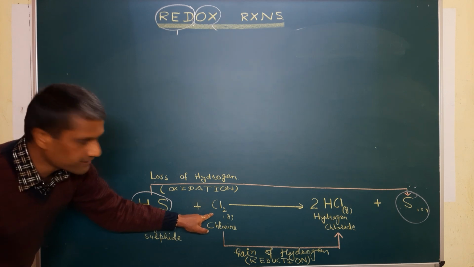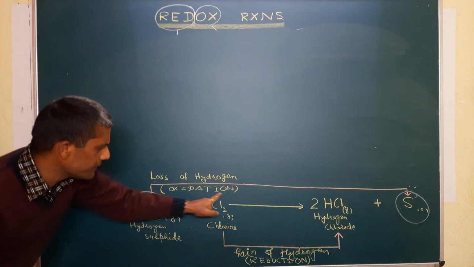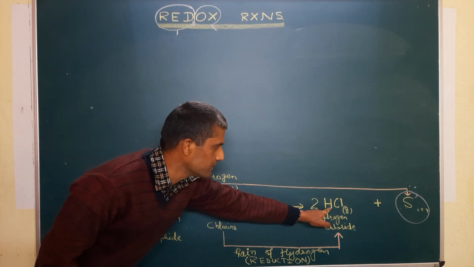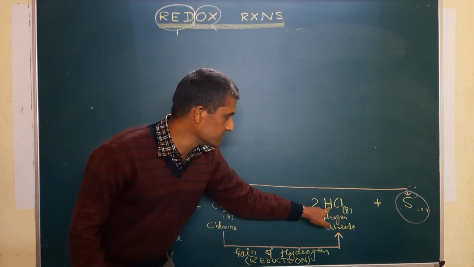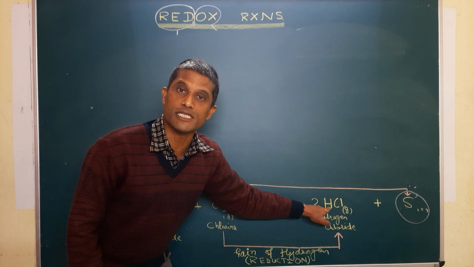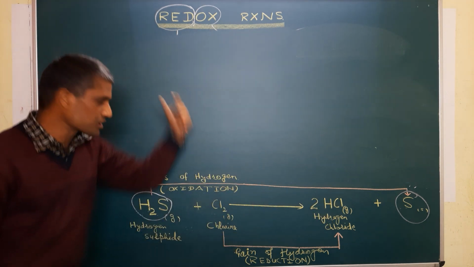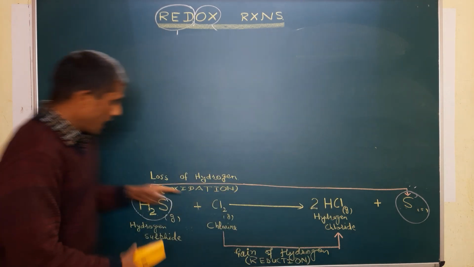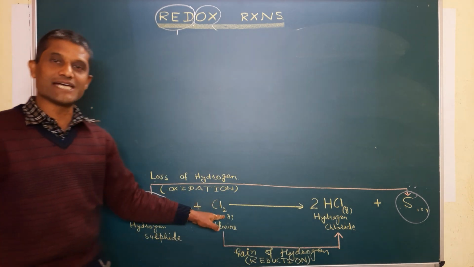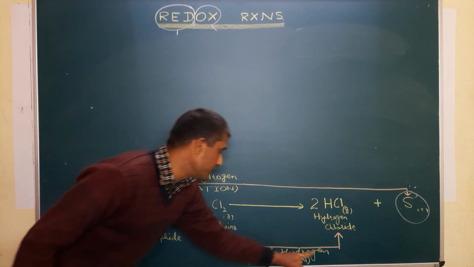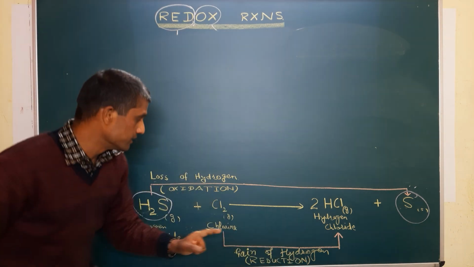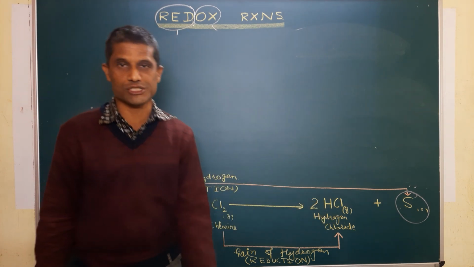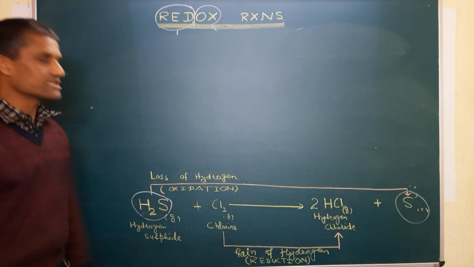Now come to the other case here, chlorine. Here is only chlorine. But on the product side, see what is happening. Chlorine is in the company of hydrogen. It means during this very chemical reaction, chlorine has gained hydrogen. So hydrogen here being lost, chlorine has gained it. So gain of hydrogen is called reduction. Thereby chlorine got reduced into hydrogen chloride, and that's known as reduction.